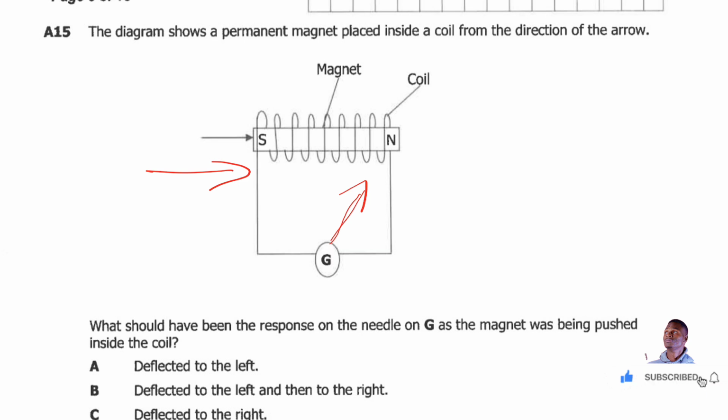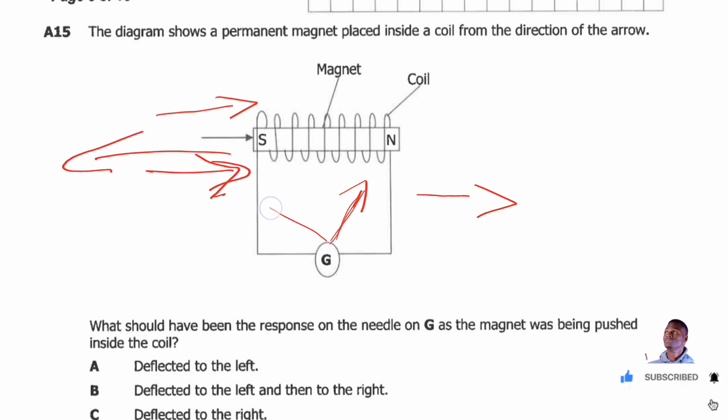law. As you are pushing your magnet towards this side, inside here, the needle here will deflect towards the right. If you are removing it, it will deflect towards the left. Okay, towards the left. So I think that's the simplest explanation we can give here.